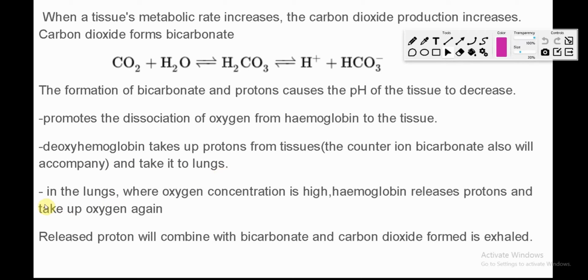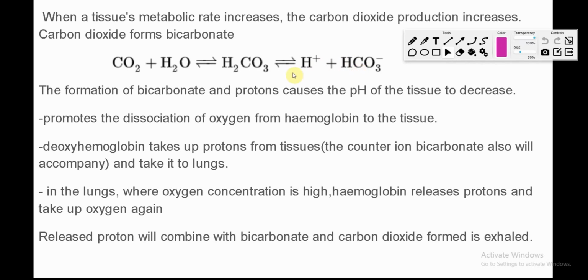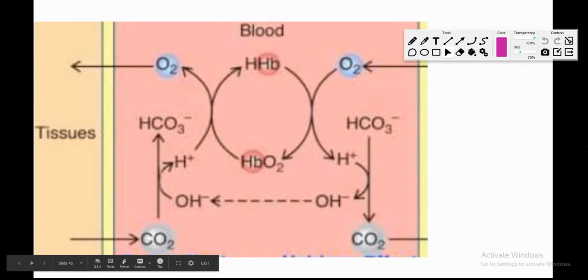And in the lungs, where the oxygen concentration is very high, the hemoglobin will release the proton there and take up oxygen again. This released proton will combine with the bicarbonate ion and form carbon dioxide and water, and the carbon dioxide will be exhaled. So this is a cycle.